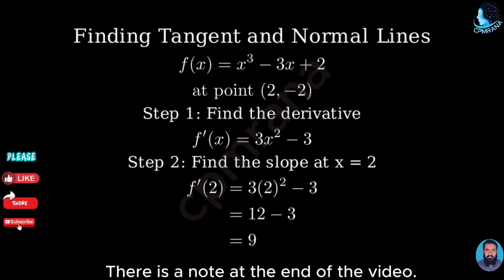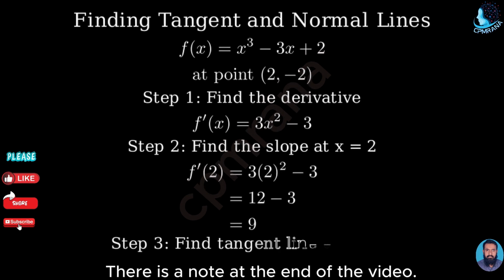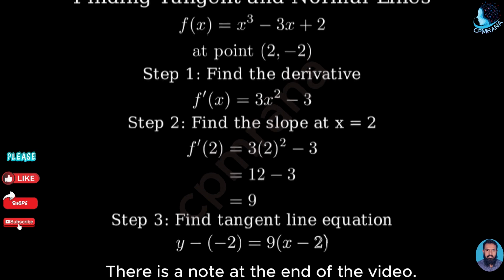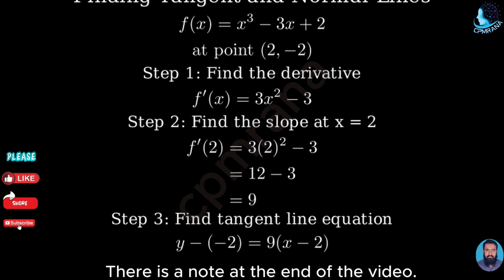Step 3. Now we can find the equation of the tangent line using point-slope form. y minus y1 equals m times x minus x1, where m is our slope of 9, and our point is (2, -2). Simplifying this equation, we get y plus 2 equals 9x minus 18, and finally, y equals 9x minus 20.